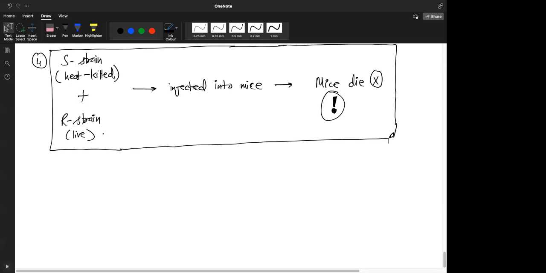If I can show you that I did not inject any live S strain, I injected this cocktail, and from an infected dead mouse, I can recover some live S strains, will it prove my claim? Yes, sir. Yes, because there is only one way. The R strain got transformed into S strain, because these were dead. Okay? Yes or no? Yes, sir. So write down.